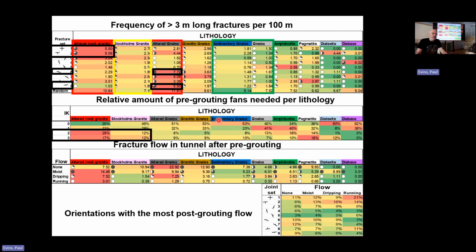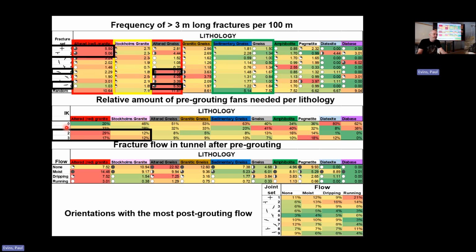If we look at the amount of water in the lithologies, this is a grouting fan. A grouting fan is when you drill into the rock and inject cement in there to try to block off water coming into your tunnel, for instance. The more you have to drill and inject, the more grouting fans you have to make. So this is purely the amount of holes you have to do.